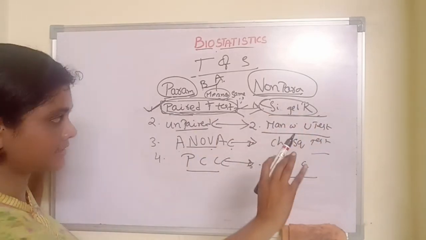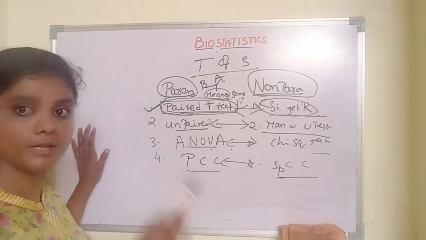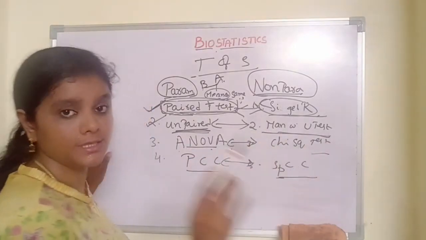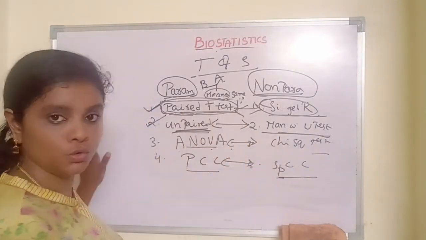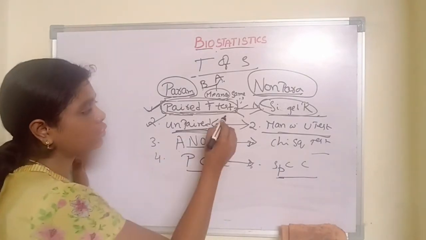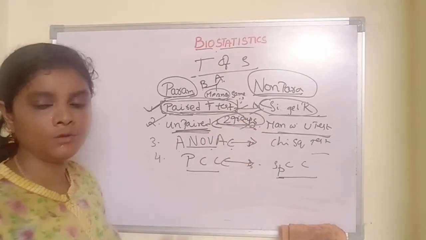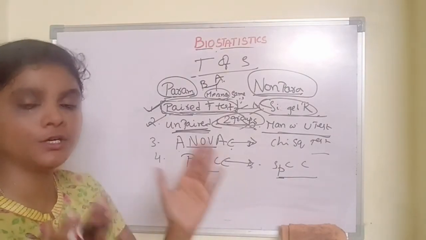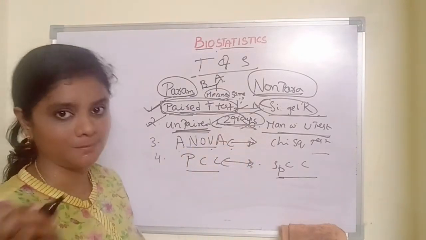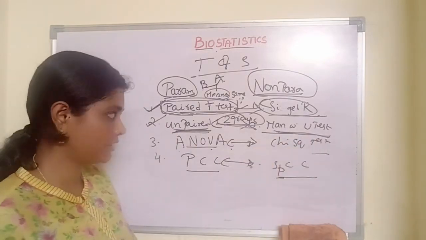The paired t-test and signed rank test are done for comparison of means within the same group, that is before and after. The unpaired t-test and Mann-Whitney U-test are done to know the difference between the means when there are two groups, not in the same group but between two groups. So when you are dealing with two different groups and want to compare their means, it is done with the unpaired t-test and Mann-Whitney U-test.